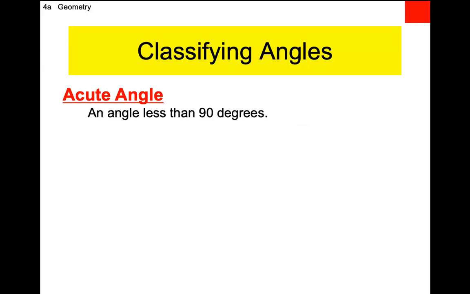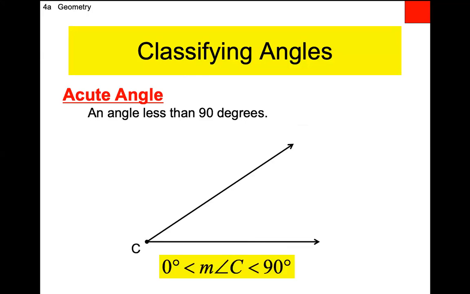An acute angle is an angle that's between what two numbers? 0 to 90. Any angle that's between 0 and 90. See what that says? It says the measure of angle C is bigger than 0, but less than 90. Make sense? If you already know this, you certainly don't need to write this down. But if you don't know this, this is testable right here.